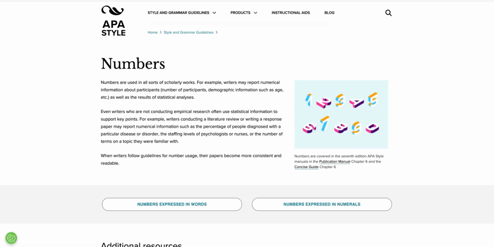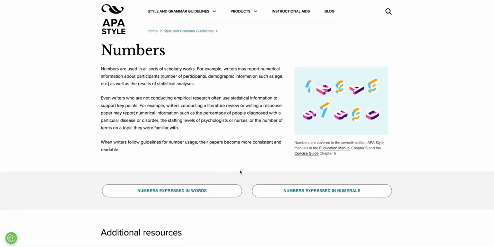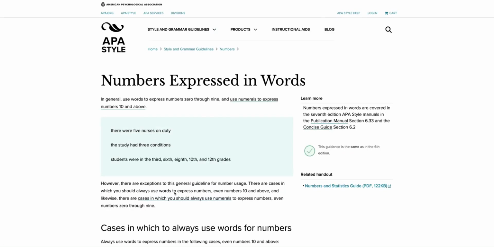When you analyze your statistical results, you're going to talk in terms of percentages and means and medians and all sorts of numbers and times when you have to use numbers in academic writing or scholarly writing. And so let's take a look at when you should use words to express your numbers and when you should use numerals to express your numbers.